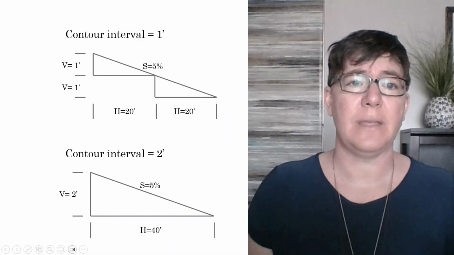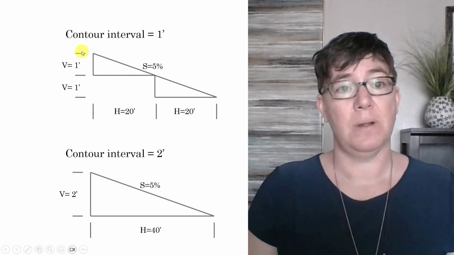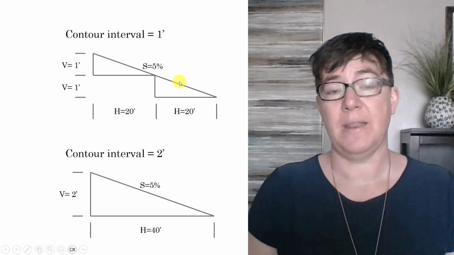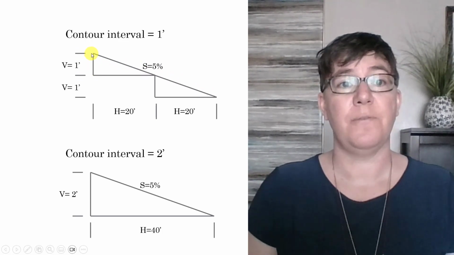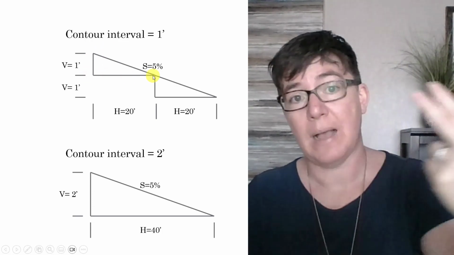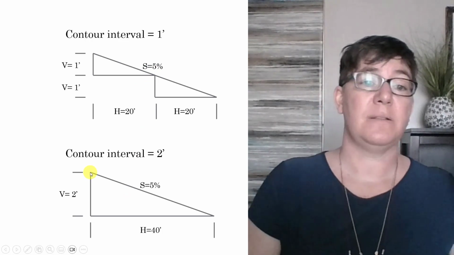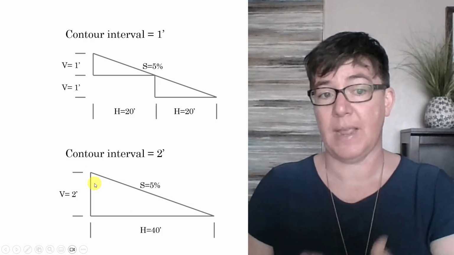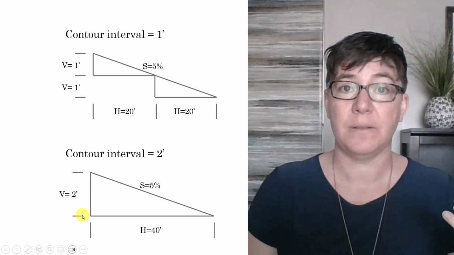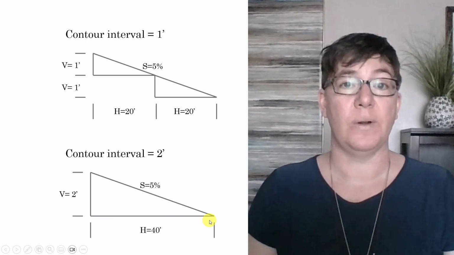How do these two things compare? Remember our first example, our vertical distance was 1 foot. Our slope was 5%. That didn't change. And therefore, when we drop 1 foot, we come over 20 feet in horizontal distance. Keeping the same slope of 5%, with a contour interval of 2, if we drop 2 feet, we are then moving over horizontally 40 feet.